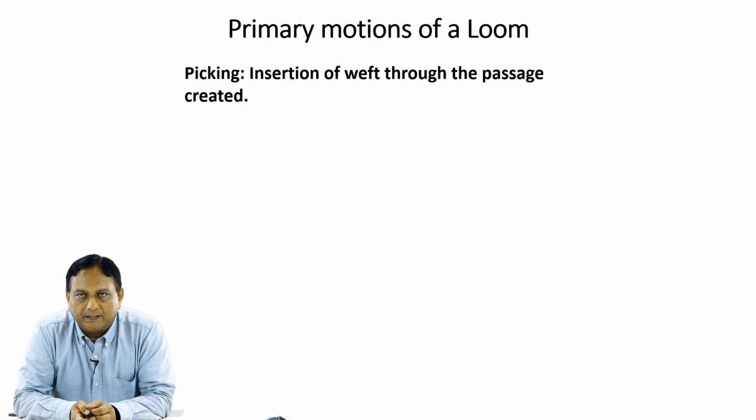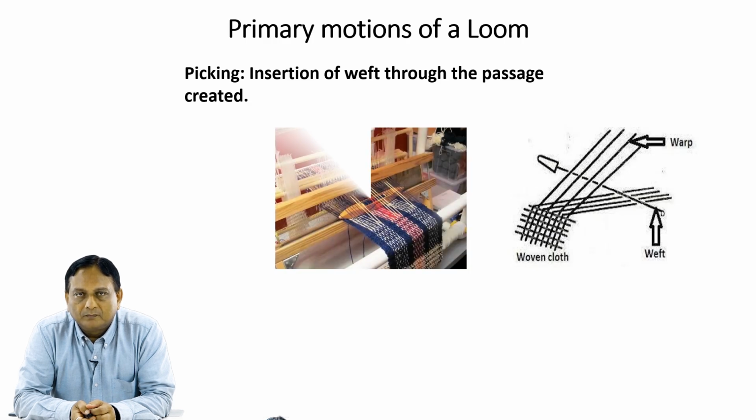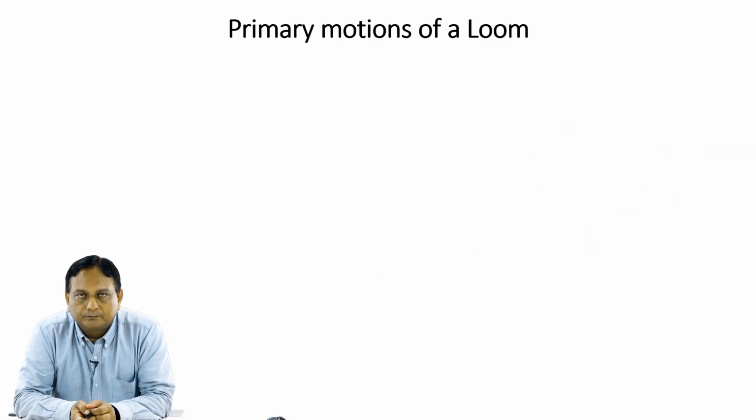Now picking is the next operation. What is picking? Insertion of weft through the passage created, that is the shed, the different types of sheds that are created. So when the weft thread is passed through that shed of the loom, we call it a pick. So the pick is inserted by picking operations, and that goes via the shedding mechanism. So weft threads are getting introduced here by picking, as is shown also in the loom.